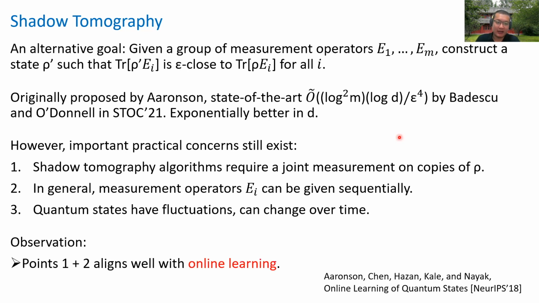And maybe, as a summary, also in light of the previous literature, a very important paper due to Aaronson, Chen, Hazan, Kale, and Nayak, they actually studied the first two points by utilizing classical learning, basically online learning techniques, to study quantum states. And this is a really nice result. And actually our work is built upon that.